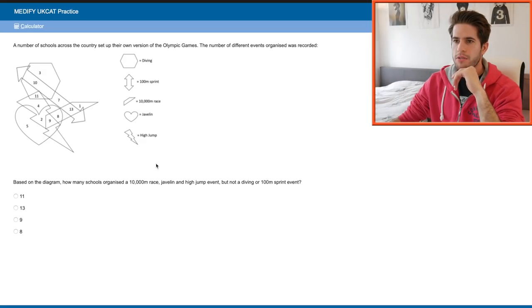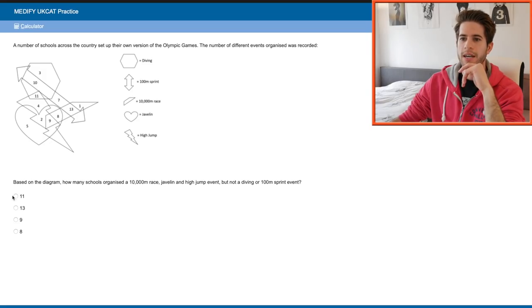So 10,000 meter race is this strange shape here, and a javelin, which is the heart. So now we're just down to 8 and 9, and a high jump event, which is this lightning bolt. So now we're only down to 9, but not a diving, which is that big thing up there, so it's not important to us, or a 100 meter sprint, which is the arrow, which is also outside of this 9, so the answer is 9.